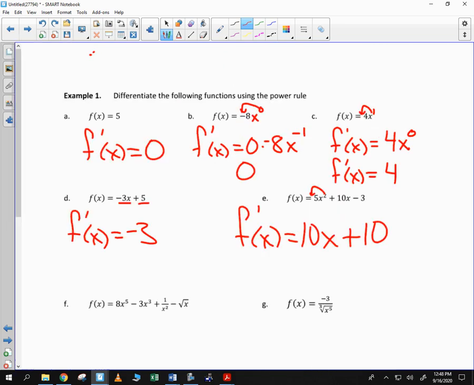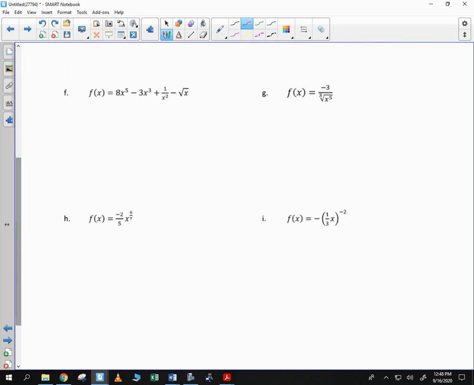So let's get to some that are slightly more complicated. Look at f. And what makes this complicated is that it's not written as a power. So I'm not going to write the derivative yet. Notice in my notation, I'm just writing f of x. So I'm not writing f prime of x yet. I have 8x to the 5th minus 3x cubed. I'm going to write this as plus x to the negative 2, and then minus x to the 1/2. So I just rewrote it so I can understand the nature of the exponents better. Now I take the derivative.